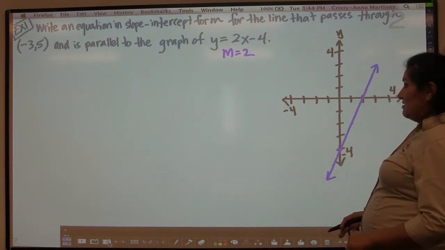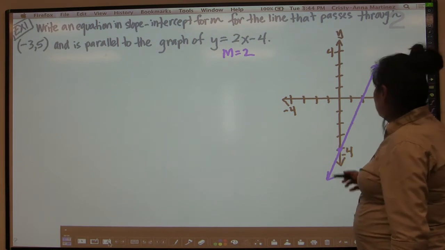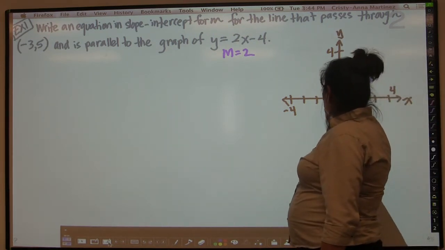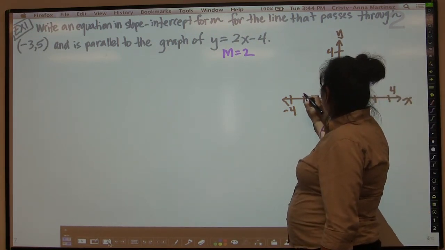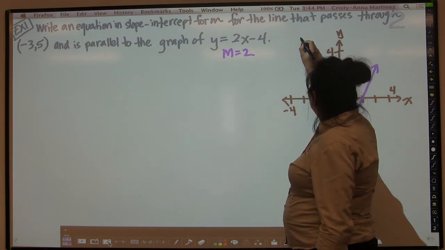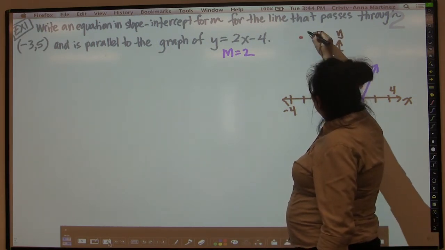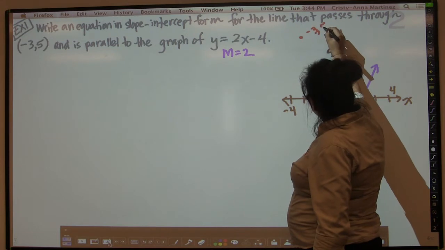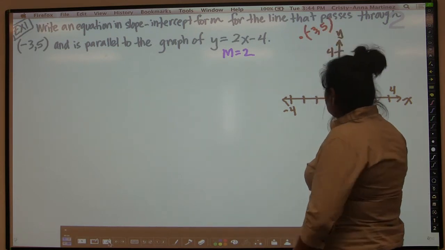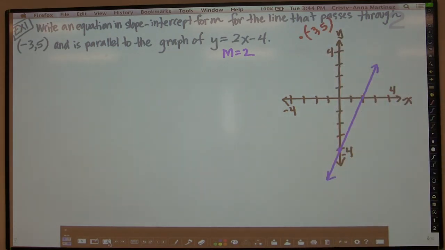The other information that they gave us is the point (-3, 5). So -3 is 1, 2, 3, and then 5 is about up here. This is going to be the point (-3, 5). In case you didn't know what was going on here, (-3, 5) is not on the blue line at all. So they want me to write an equation that is going to pass through this point, but at the same time is going to be parallel to this line.